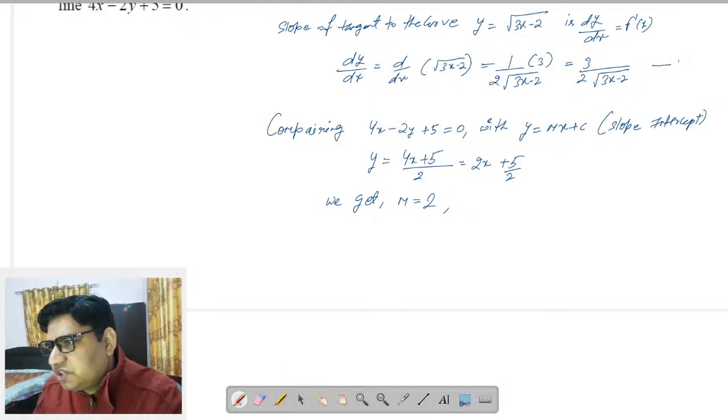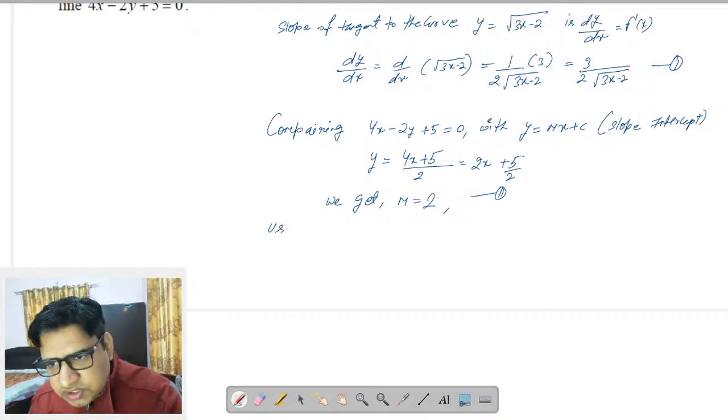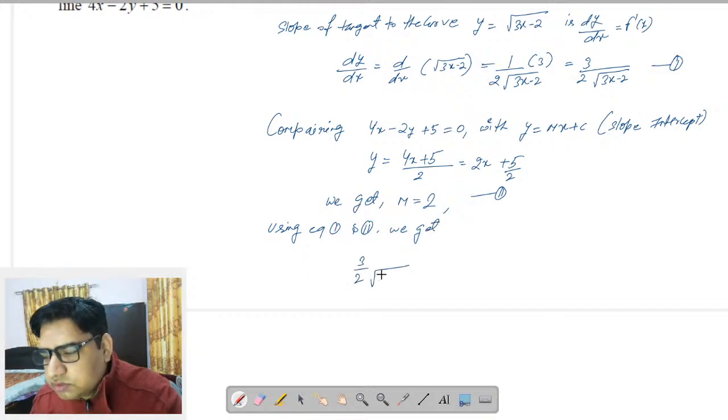Okay, so this is the first equation, slope of the tangent to the curve, and this is the second equation, slope of the parallel line to the tangent line. So these two should be equal. So using equations first and second, we get 3 by 2 under root 3x minus 2 is equal to 2.